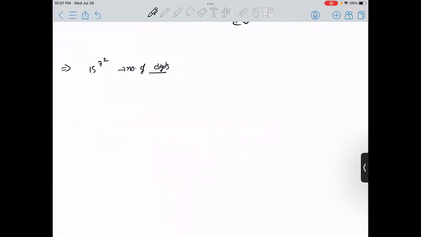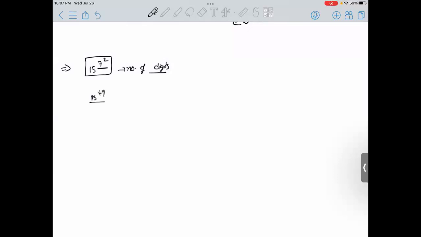Yes, sir. Hello. How will you find this, this 7 square? Agree? So what can you simplify? How can you simplify this? 15 power 49. Okay, 15 power 49. You can simplify like this.